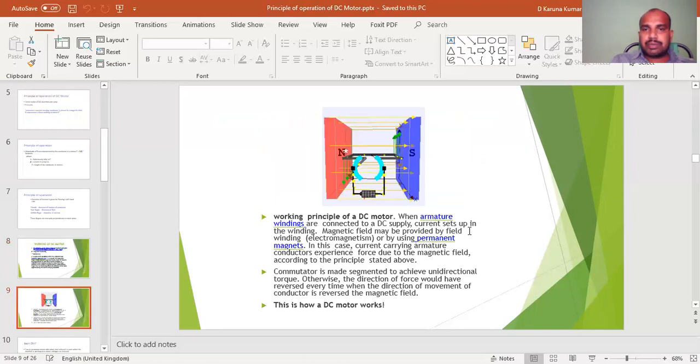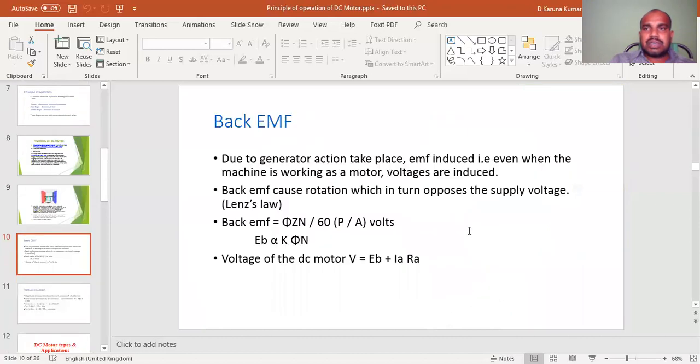The working principle of a DC motor: when the armature winding is connected to the DC supply, the input of the motor is electrical energy, meaning the DC supply. Current is set up in the winding, and the magnetic field may be provided by the field winding or by using permanent magnets. The current carrying conductor then experiences a force due to the magnetic field, according to the principle of operation.